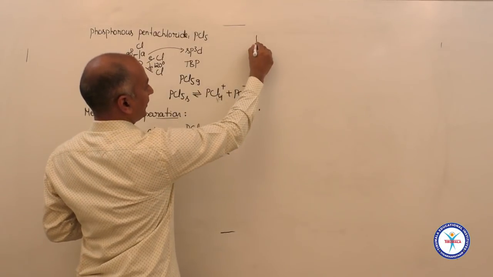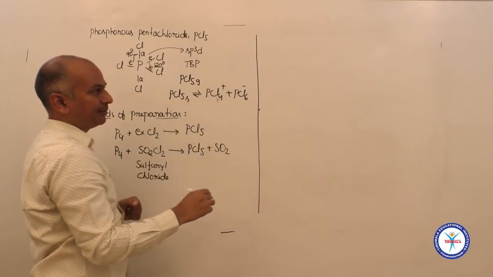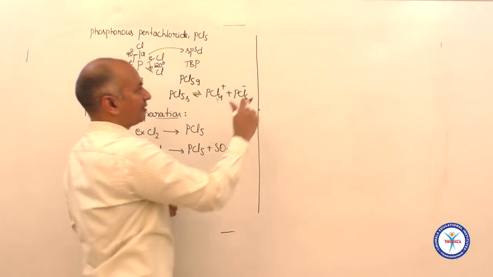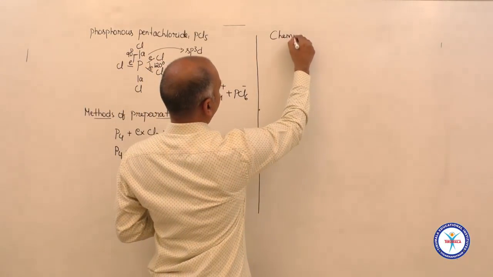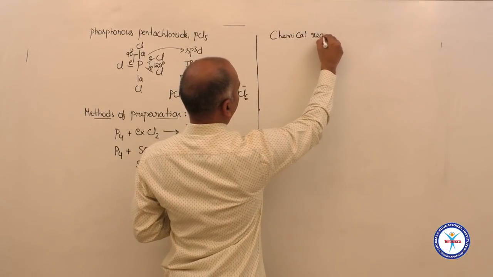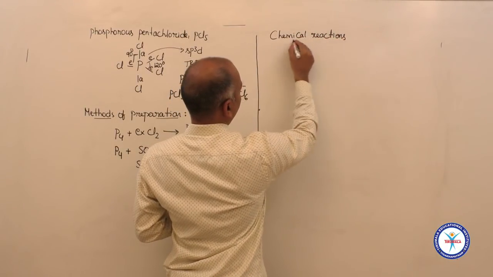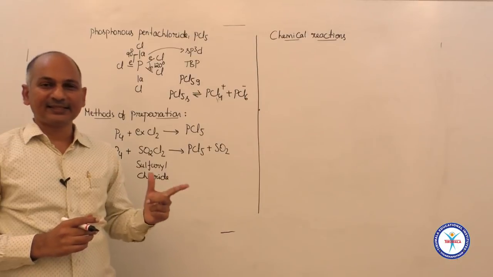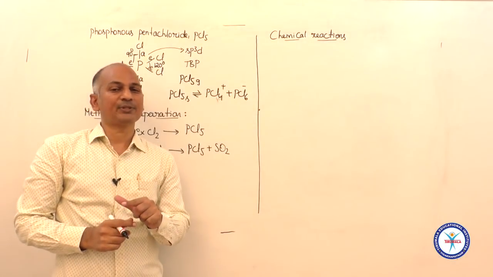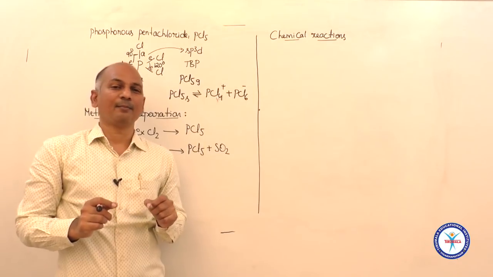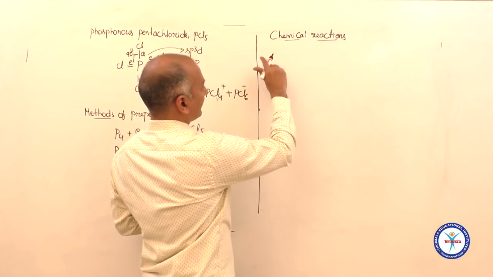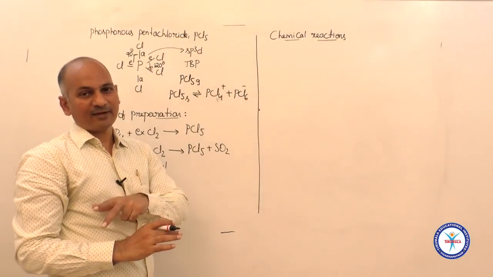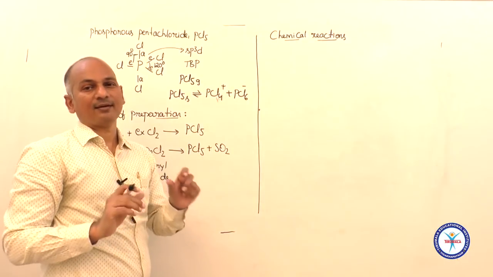Now let me come to chemical reactions. And in chemical reactions also PCl5 is to large extent similar to PCl3. Now let us see. The first one, similar to PCl3, PCl5 also gives white fumes when kept in moist air. And to that extent it is similar. PCl3 gives white fumes, PCl5 gives white fumes, both give white fumes in moist air.